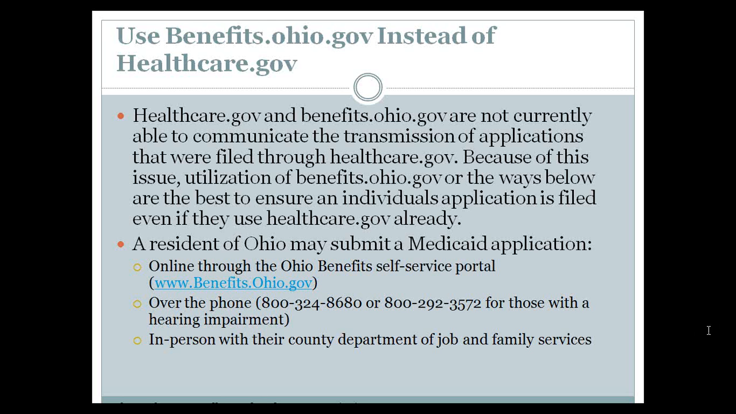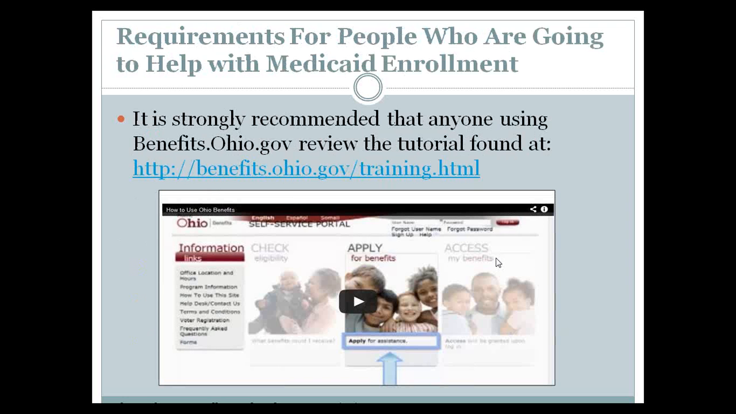Finally, people can go in person to their county Department of Job and Family Services office. And if a person is going to go to a Department of Job and Family Services office, they can fill out a paper application, which can be found from the Medicaid.ohio.gov website. Melissa, if you just want to go to the next one.